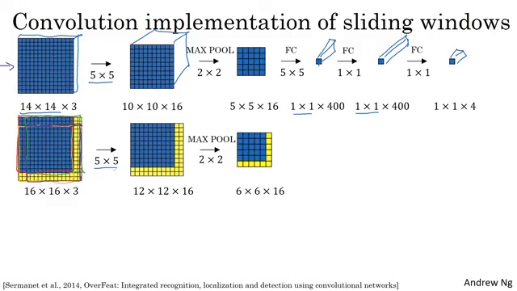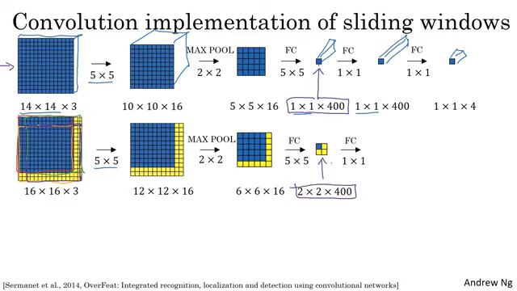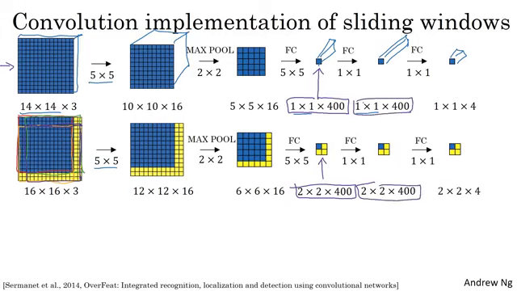Now you have a 6 by 6 by 16, run through your same 400 5x5 filters to get now your 2 by 2 by 400 volume. So now instead of a 1 by 1 by 400 volume, you have instead a 2 by 2 by 400 volume. Run it through your 1 by 1 filter, gives you another 2 by 2 by 400 instead of 1 by 1 by 400. Do that one more time, and now you're left with a 2 by 2 by 4 output volume instead of 1 by 1 by 4.